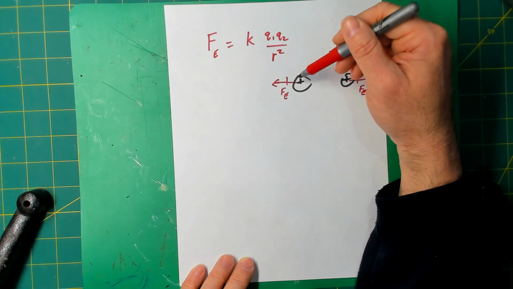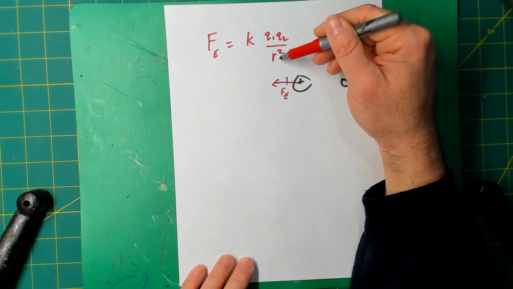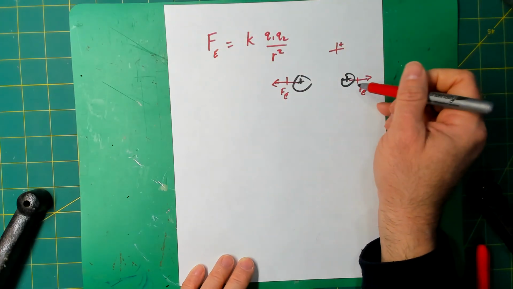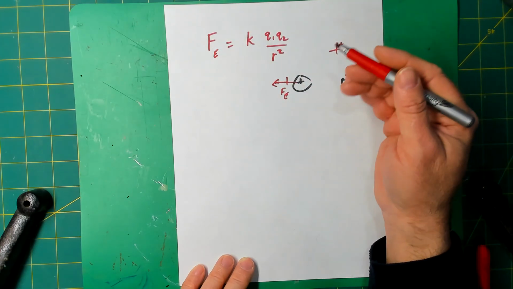In this case, this charge is positive, this charge is positive. The distance squared is always going to be positive. K is positive. This is going to give me a positive answer, but I'm going in two different directions. Do you see the problem?